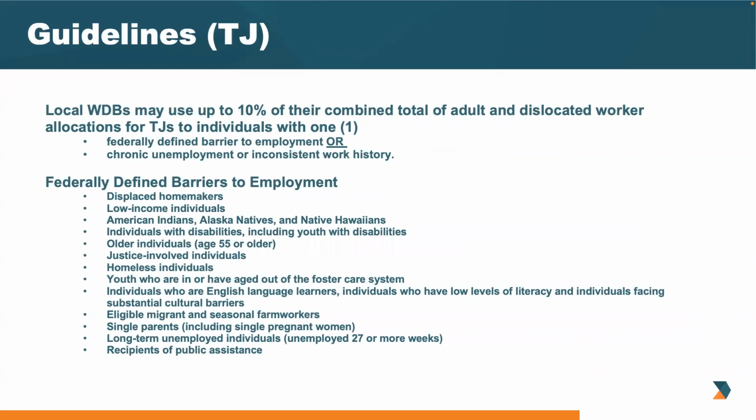Local workforce development boards may use up to 10% of their combined total of adult and dislocated worker allocations for transitional jobs to individuals with one federally defined barrier to employment or chronic unemployment or inconsistent work history. This is a comprehensive list of federally defined barriers to employment. I will not go over all of them, but some include being a low-income individual, justice involved, or recipient of public assistance.